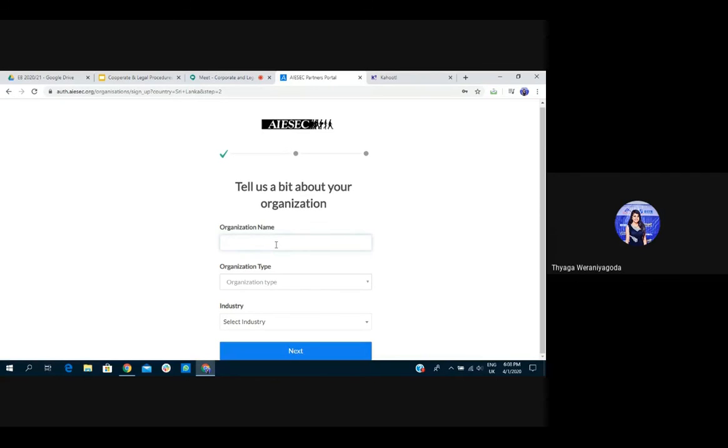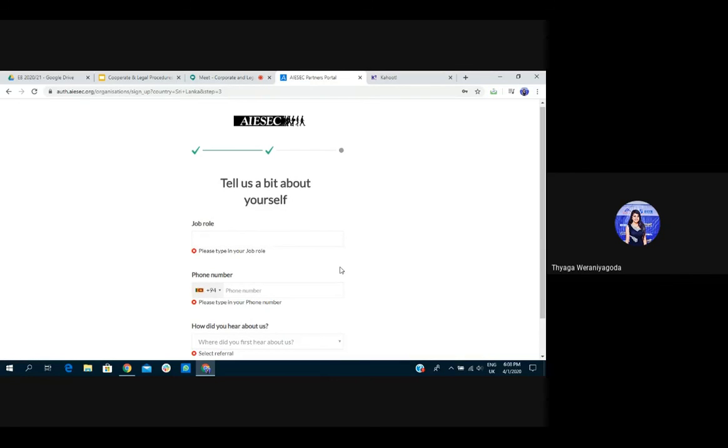Let's get started. Then about the organization. Let's say he's doing an IT organization, Ceylon Microsoft. For the organization type, for GE we normally use startups. And the industry here is information technology services. You can put your own thing. It can be any funny thing or anything. Okay.